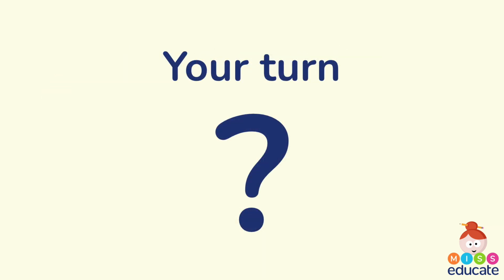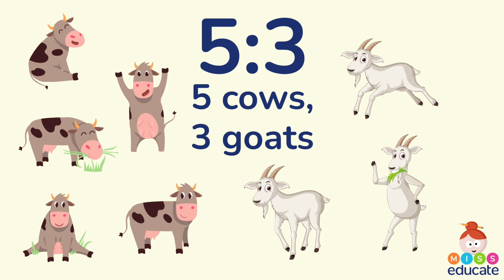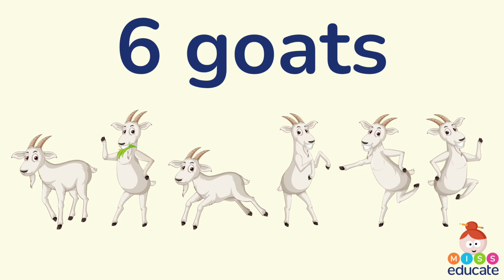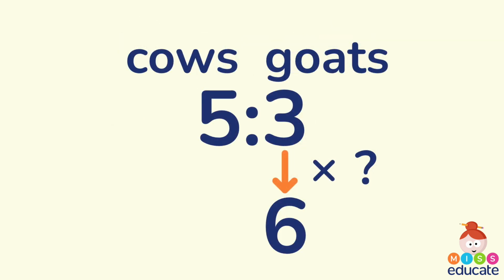Okay, let's take a look at another one. I want you to take a turn here as well and think about what the answer might be. Here we have some cows and goats. We have 5 cows and we have 3 goats. So the ratio of cows to goats is 5 to 3. If there were 6 goats, how many cows would there be? So let's use that method again. We're going to multiply the 3 goats by what to get our 6 goats? I want you to think about that, pause the video, and then see if you can work out how many cows there are. Welcome back.